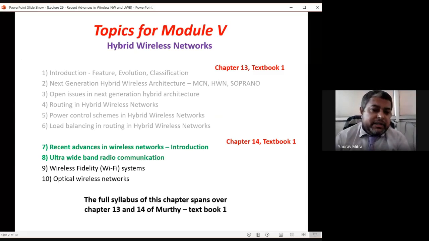Let us start with the introduction to the recent advances in wireless network. Initially we had seen infrastructure based networks and infrastructure less networks. Then we have seen many applications of ad hoc wireless network. Finally, in the last part of this module 5, what is explained is the advances in wireless network technology. Mainly there are three network technologies: ultra wideband, wireless fidelity, and optical wireless network. Out of that, we are going to check only one, ultra wideband radio communication, in today's lecture.